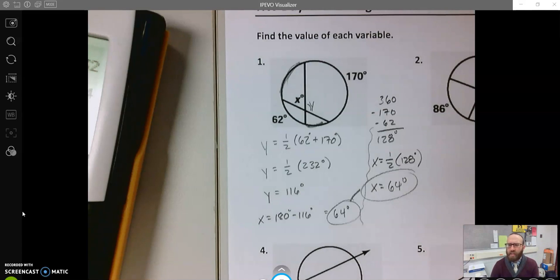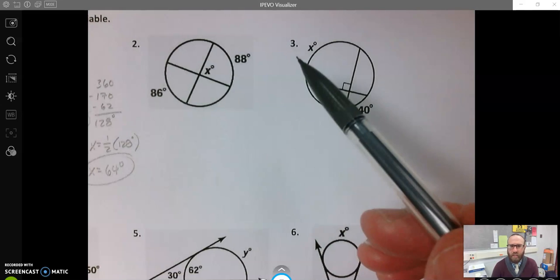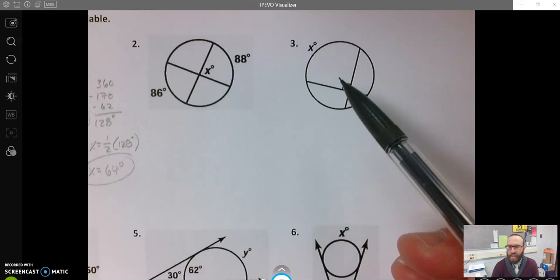So a couple of options there for how you want to approach it. It's up to you, and there might be other ways, but I wanted to at least show you those couple. I also wanted to show you number 3 here, and the reason I wanted to bring up number 3 is just because sometimes it throws people off when the x is on the arc and not in the angle.